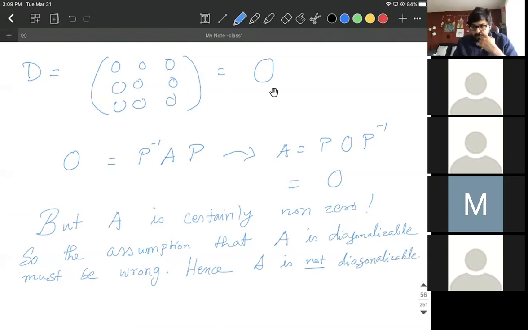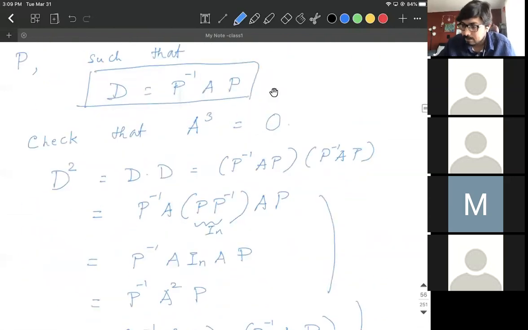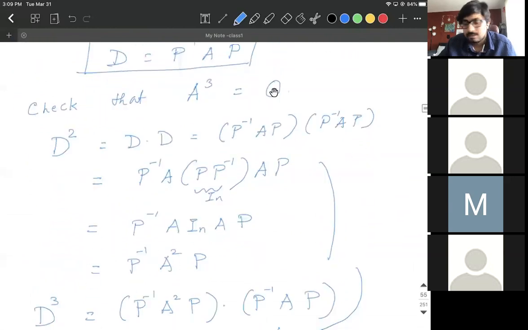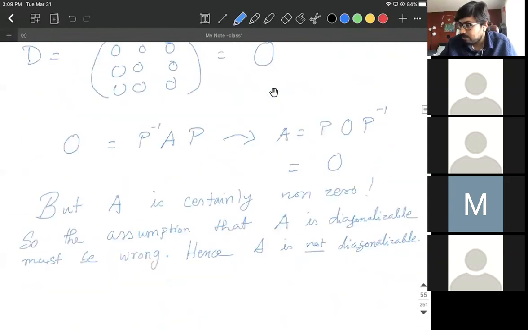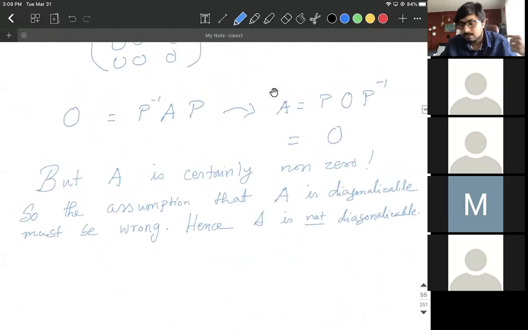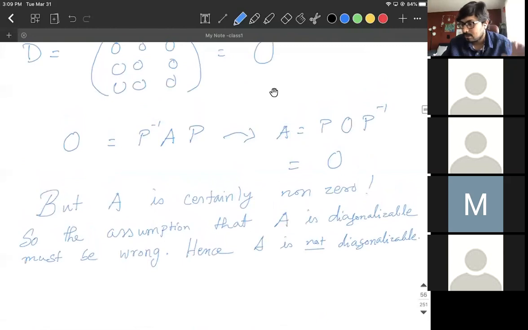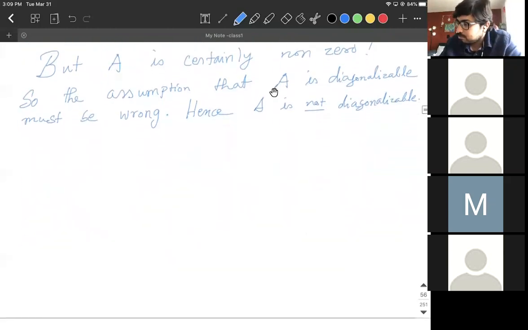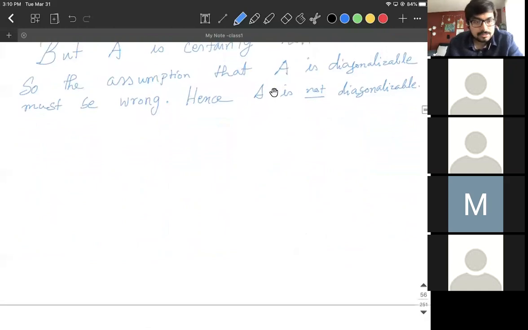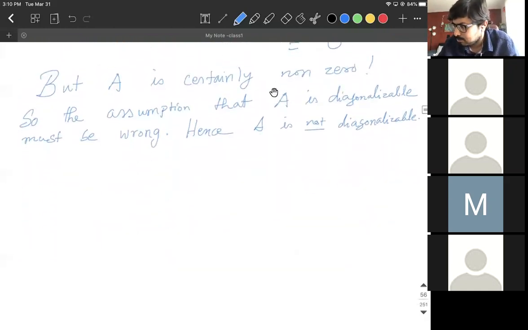Okay, so this is what the point is, that A is not zero. That's a universal truth. I mean, A is right in front of you. It's a non-zero matrix. The assumption that A is diagonalizable, that's where the problem is. If we assume that A is diagonalizable, we arrive at some conclusion which contradicts this universal truth that A is non-zero. So this assumption that A is diagonalizable has to be wrong, and hence it's not diagonalizable. So this is one of the very few proofs of this type that we will see. Maybe this is the only one, I don't know.